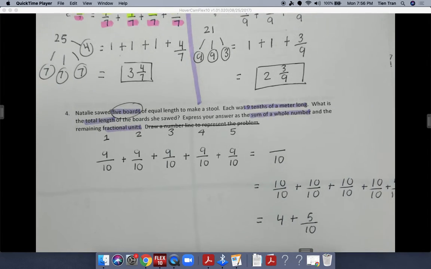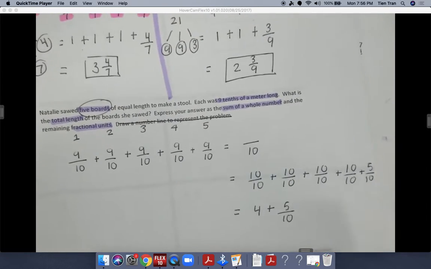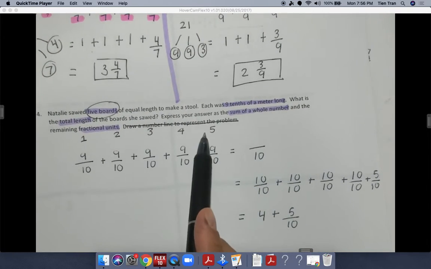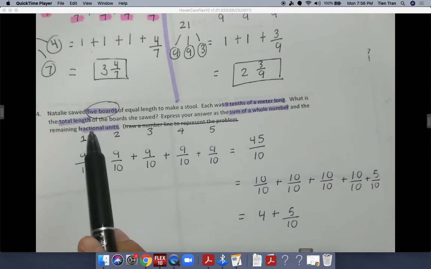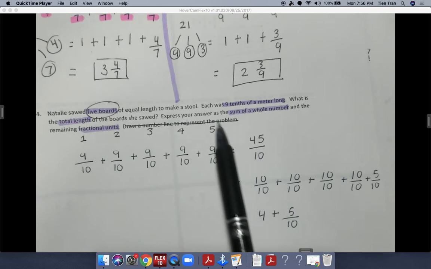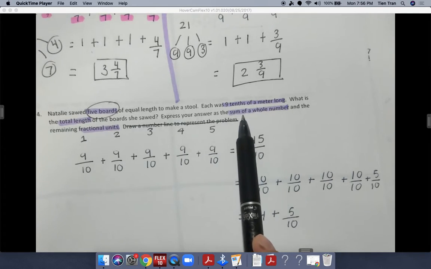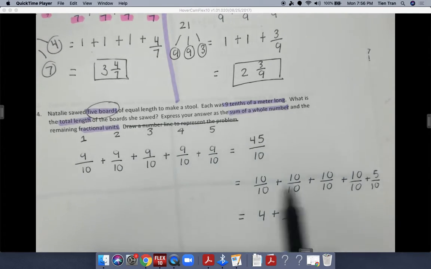So we want you to add all of those numbers together. So 1, 2, 3, 4, 5. 9 times 5 is equal to 45. So I know that it's 45/10, but they also want us to express my answer as a sum of a whole number. So I need to show my addition.